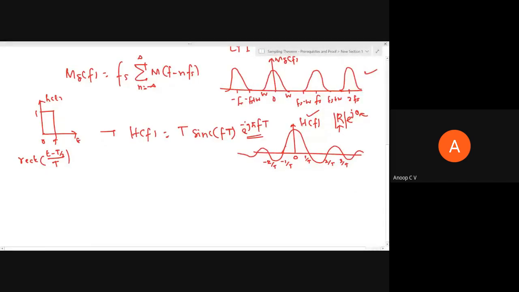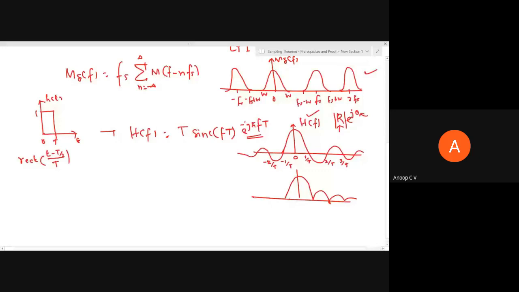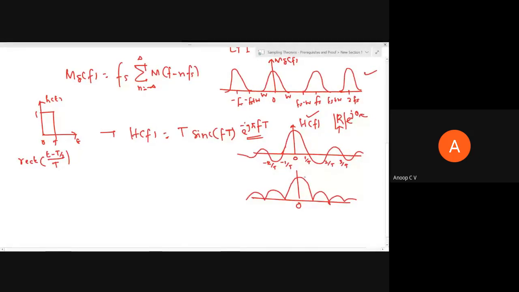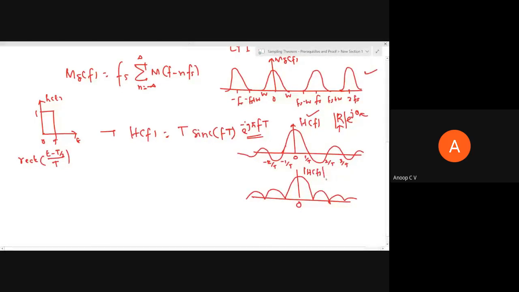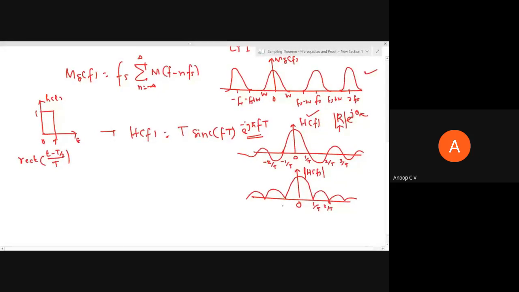So what is actually the magnitude of this? It is t sinc of f. T sinc of f is like this. It has positive and negative parts. But when you are considering magnitude, we will not consider the negative parts. So the magnitude response of this will be like this. It won't have any negative part, so it is zero. I'll write it as mode of h of f. Please try to appreciate this. This is 1 by t, 2 by t, minus 1 by t, and so on. So this is the magnitude response.